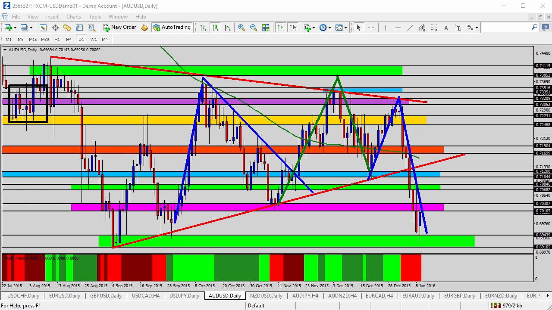First off here on the AUDUSD, the Australian versus the US dollar. Over the past several months, we've been studying this triangle pattern, the contraction or consolidation pattern between the two red trend lines where the market had falling highs and rising lows. Over the past week or so, we have seen the breakout of that pattern.